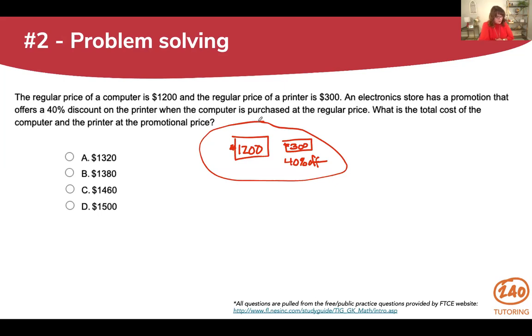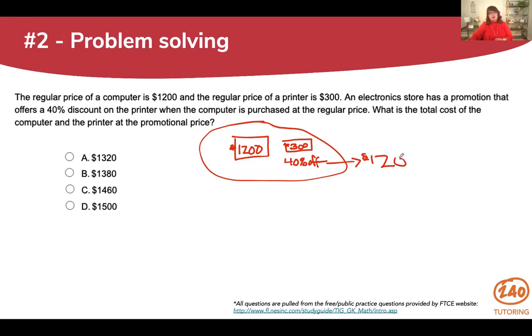Okay, so I'm pulling up my calculator, and the first thing I'm going to figure out is, what will this cost be? What's 40% off that printer price? So I just do 300 times 40%, or 0.4, and I get 120. So I know that 40% off is going to take $120 off of that total cost.